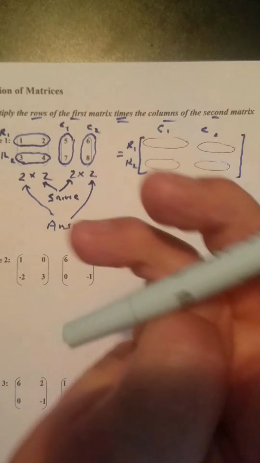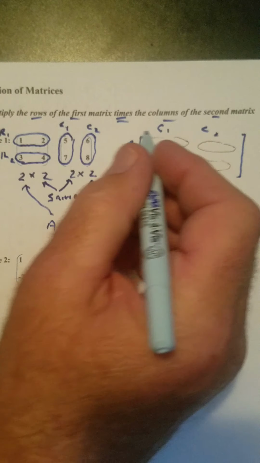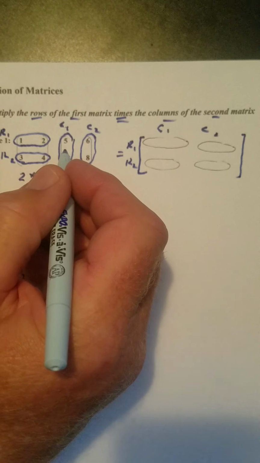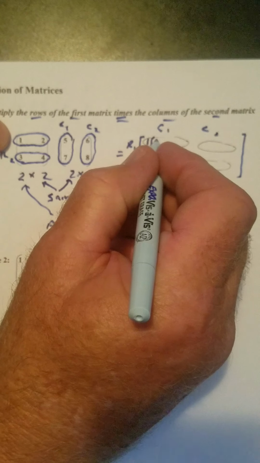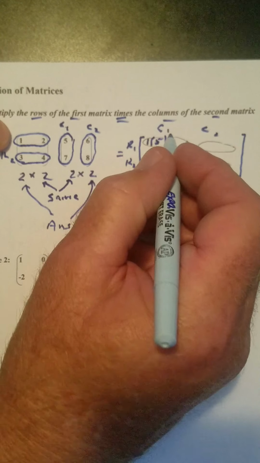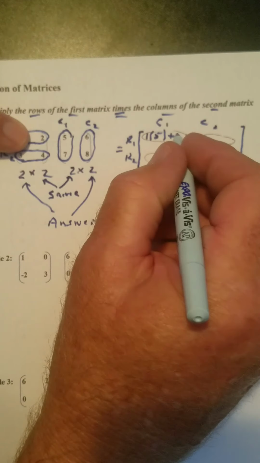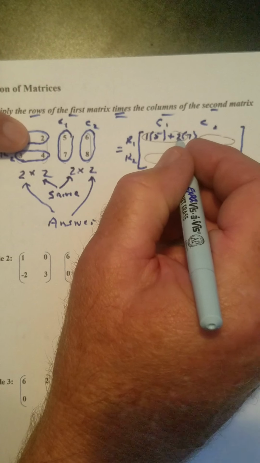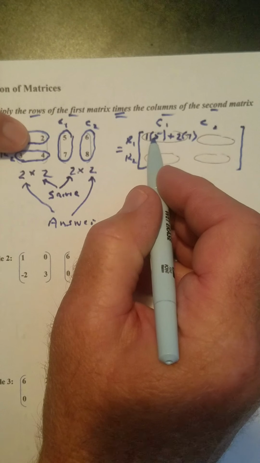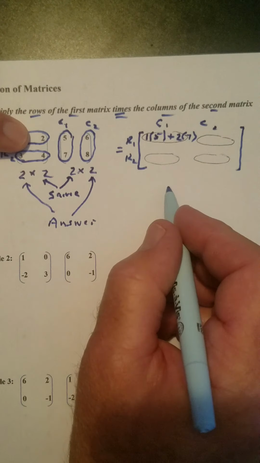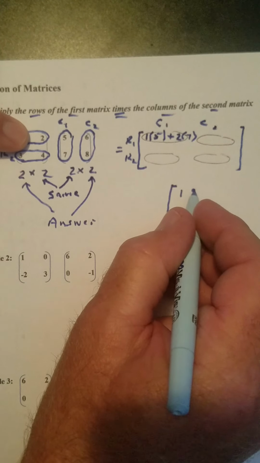This number is in row 1, column 1. So over here, I'm going to take row 1 times column 1. Row 1 has a 1. Column 1 has a 5. Plus, I've got a 2 in row 1 and a 7 in row 2. So when you take 1 times 5, that's 5, and 2 times 7 is 14. 5 plus 14, my answer is going to be 19 down here.